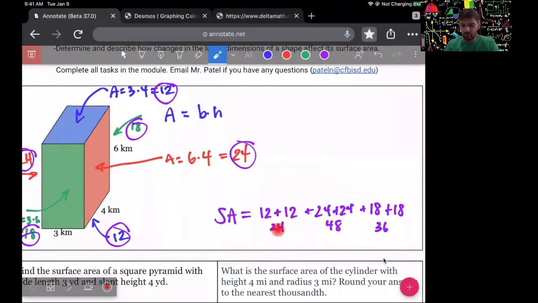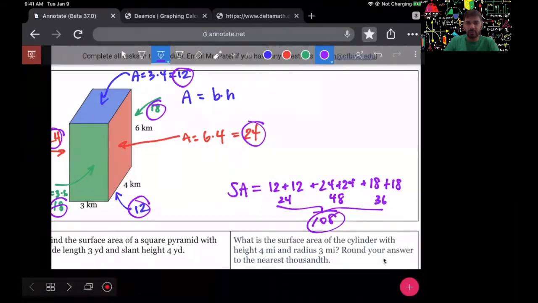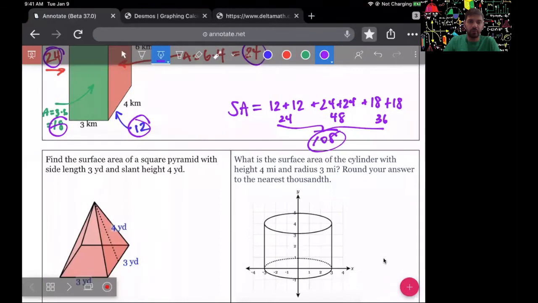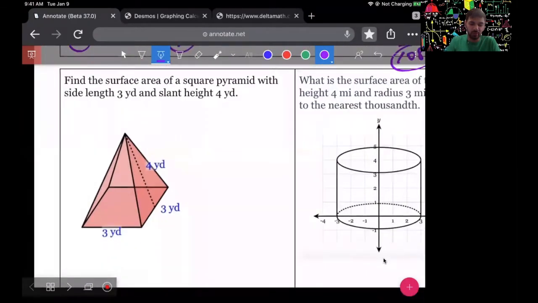If I do 24 plus 36, that's going to get me 60. 60 plus 48 is equal to 108. So in total, the surface area is 108. Okay. So that's how you figure out the surface area. We could do that with different objects as well.